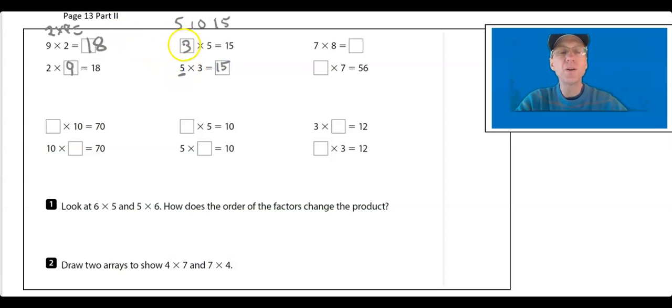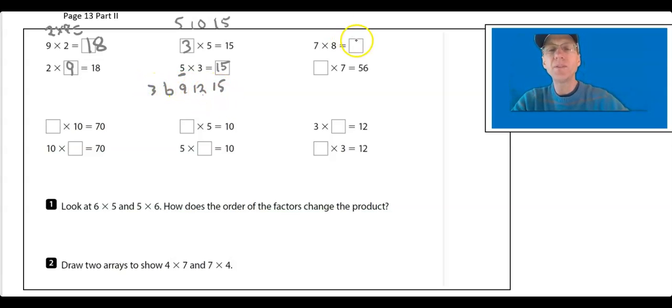So either way, I can go 3 copies of 5, which is counting by 5s, or I can do 5 3s. 3, 6, 9, 12. What's next? 15. There's my 5. 1, 2, 3, 4, 5. Okay. 8 times 7, 56. What times 7? 8. Oh, I said that wrong. 7 times 8 is 56.